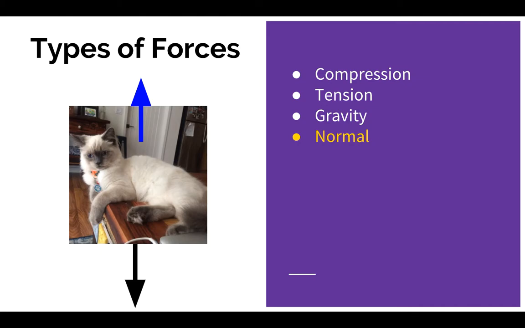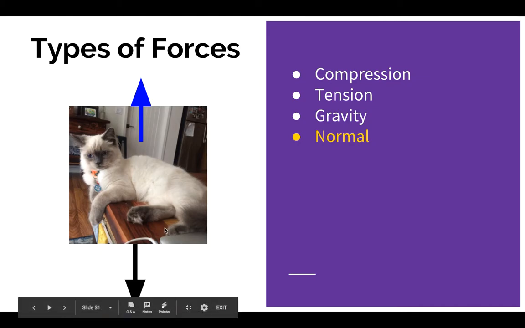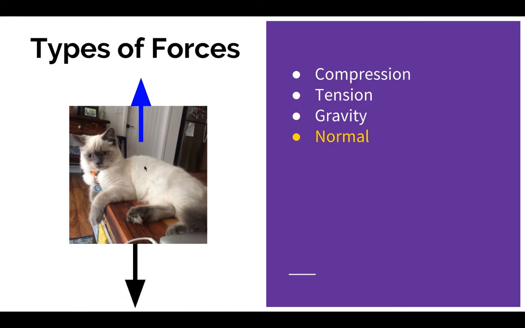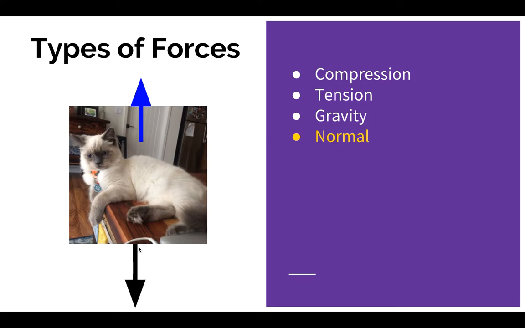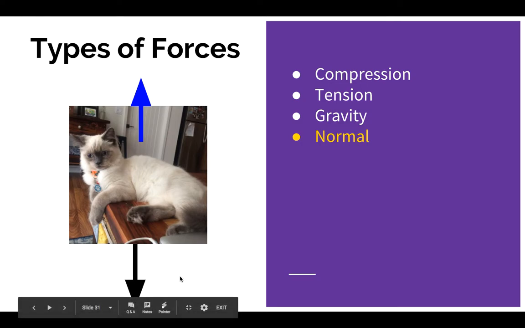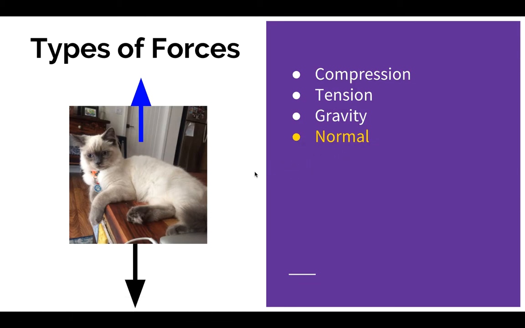Then we have this force called the normal force, where we've got gravity pulling down on Sully the cat, and the thing that's holding the cat up is the normal force. This is when an object isn't moving, so the cat's not going up or down. It's opposite to gravity. So the normal force keeps something up. It just acts against an object.